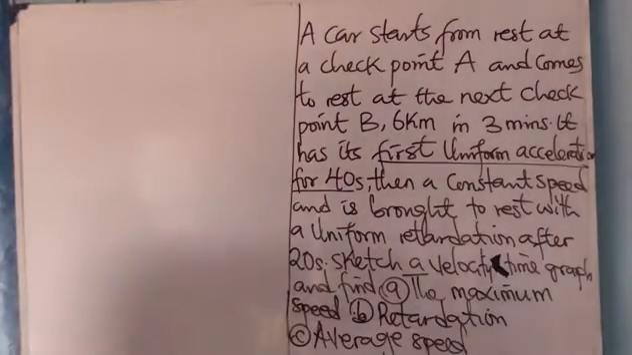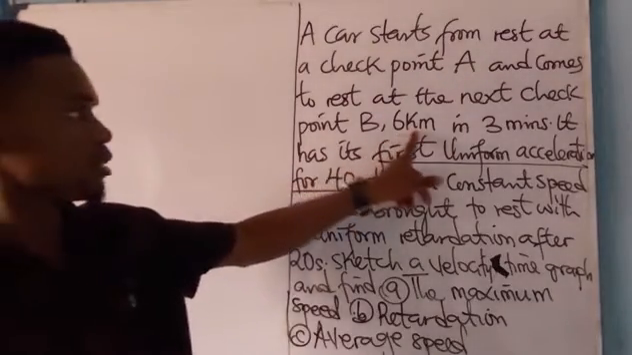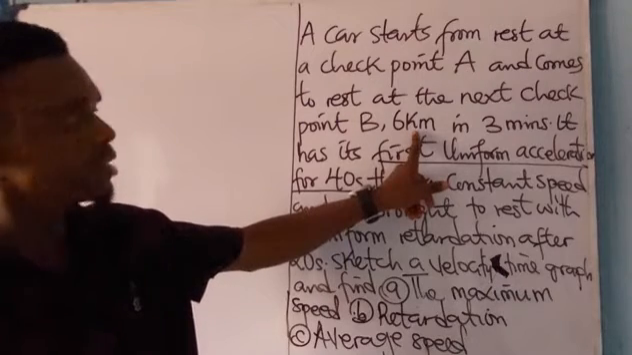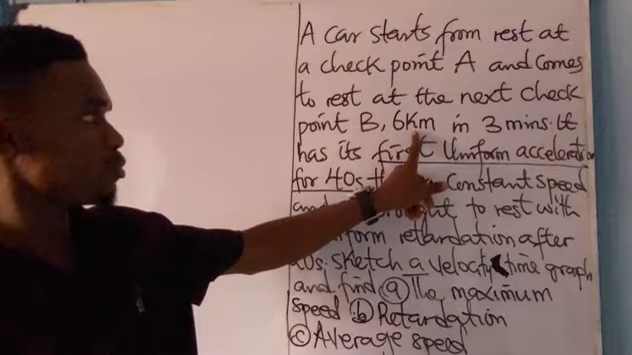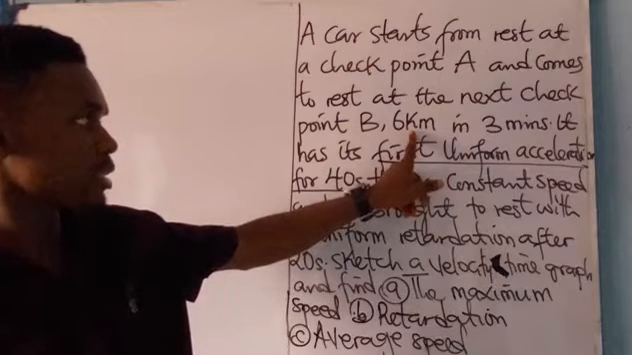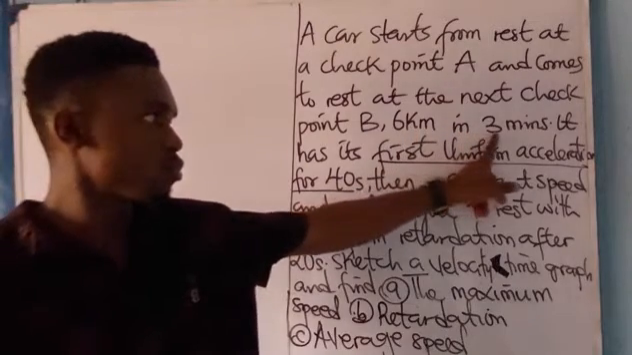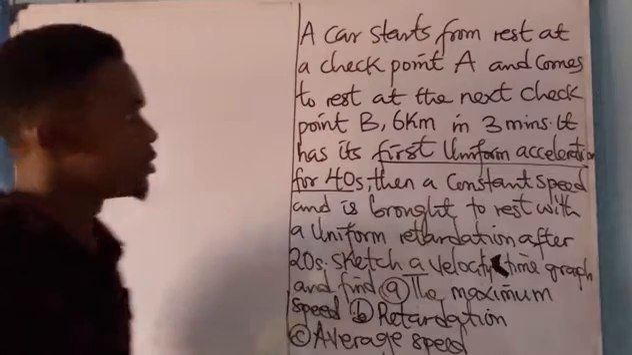Now looking at what we have here, the distance in kilometers, we have to convert to meters. That is to multiply by 1000, and in minutes we'll multiply by 60.